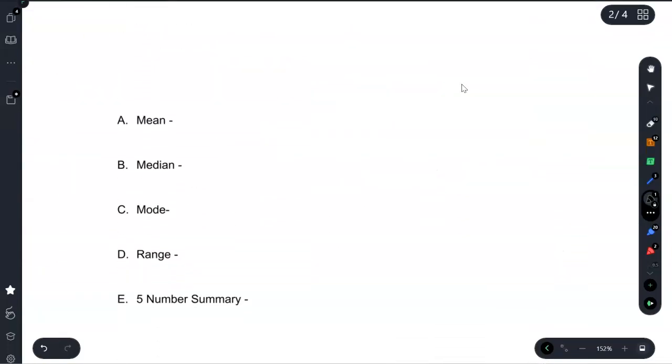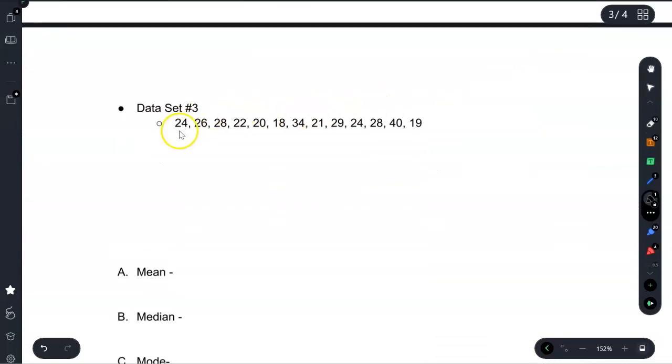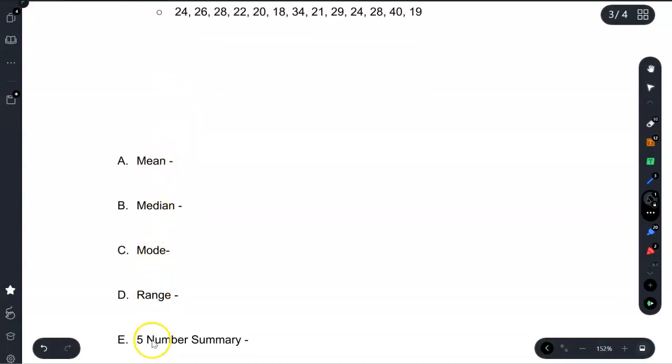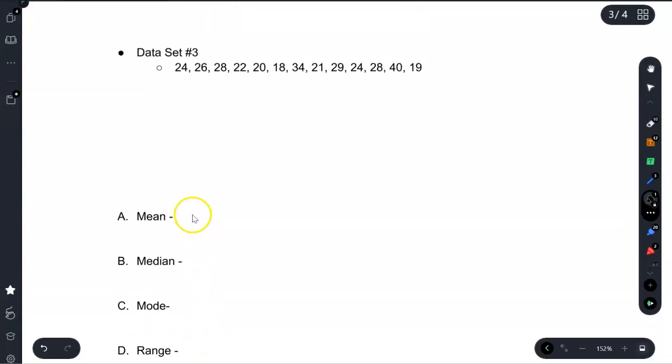When we have an even number, as I'm going to do in data set 3, there are some minor changes that we're going to make. The terms that we use, mean, median, mode, range, and 5-number summary, are still all going to be the same. But the way we calculate the median and maybe some of those Q1s, Q2s, and Q3s with the 5-number summary do have a small change in them.